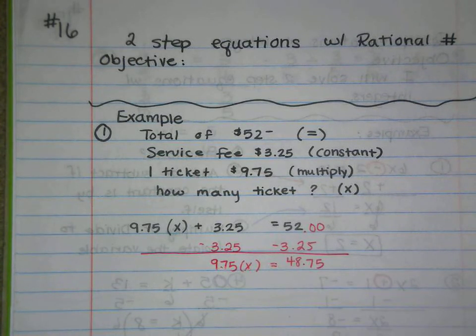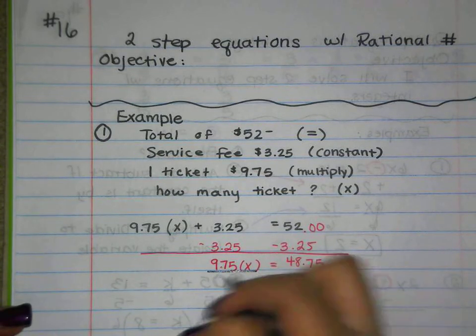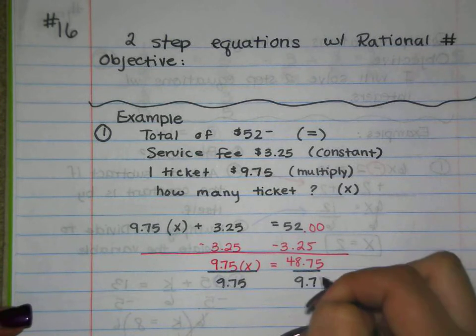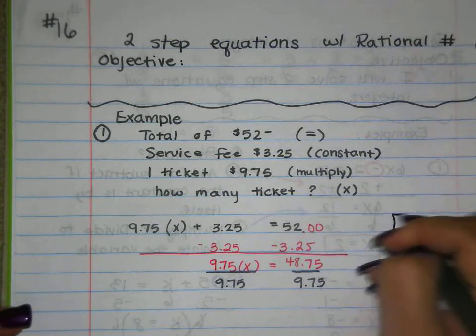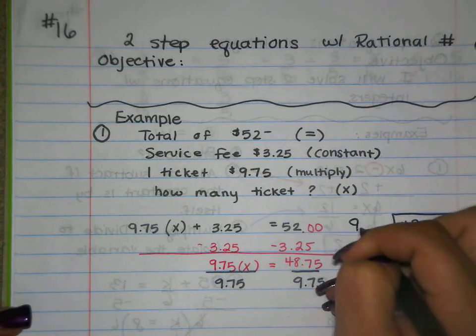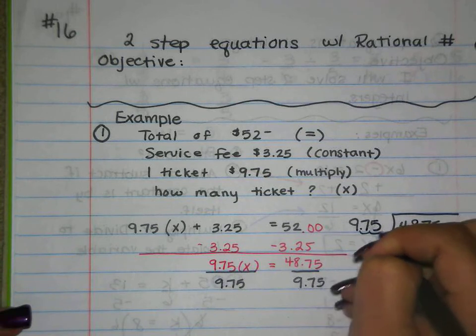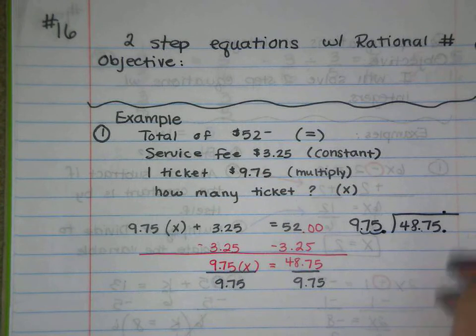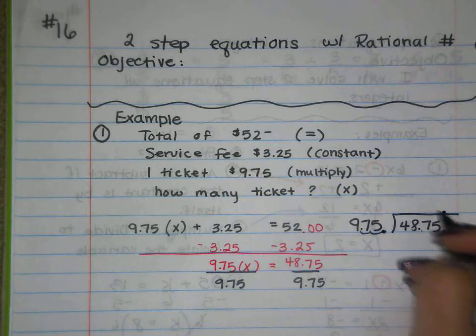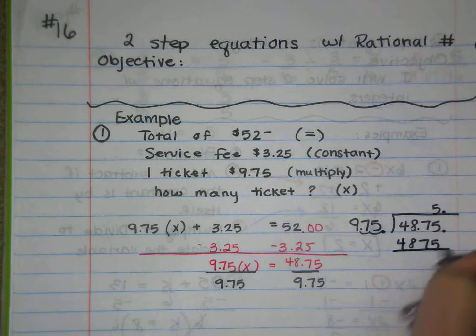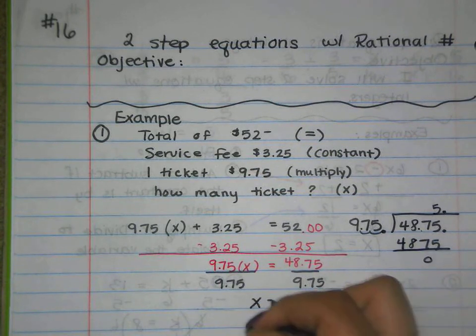Now to isolate the variable, remember we're going to multiply or divide to isolate the variable. We're going to divide both sides by 9.75 to make the x by itself. In that case, we're going to put the $48.75 inside the house, the $9.75 on the outside of the house. We'll move the decimal over 2 places. Okay, how many times does 975 go into 4,875? I can tell you the answer is 5. It's going to get 4,875, so that's nice and even. So that is going to leave us with x is equal to 5.